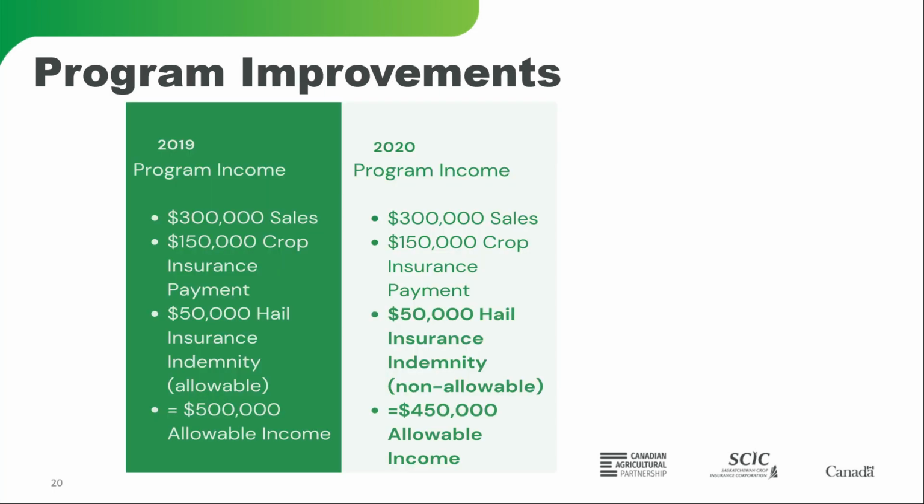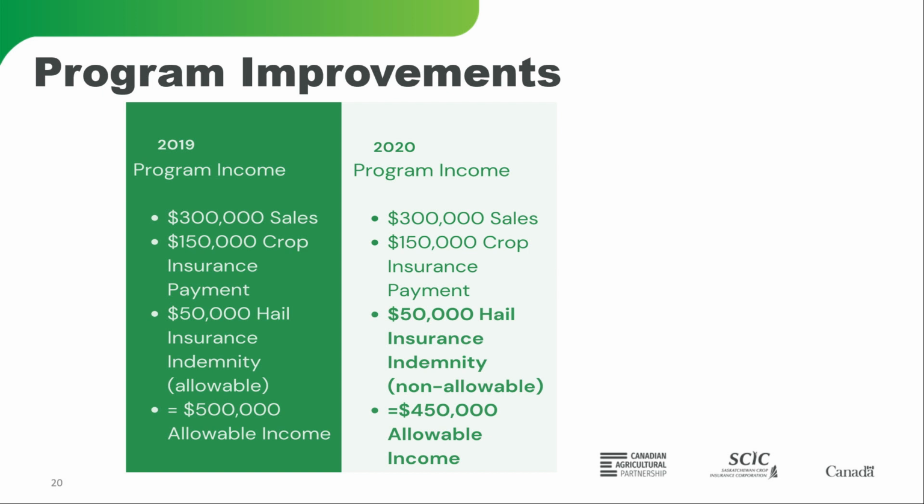And just to show you a little example, in the 2019 program year, the left-hand column, we've got $300,000 worth of sales, $150,000 worth of a crop insurance payment, and $50,000 for a hail insurance payment. Total allowable income, $500,000. And now on the right side column, the 2020 program income, that $50,000 of hail insurance indemnity is now considered non-allowable, which means the allowable income now is $450,000. So any decrease in income moves you closer to a potential benefit from AgriStability. So that's one of the improvements.